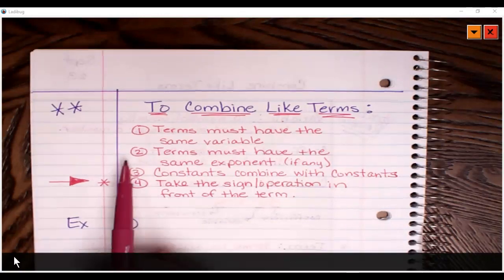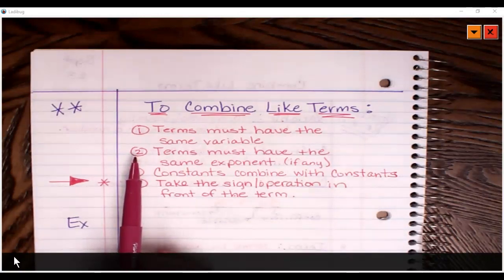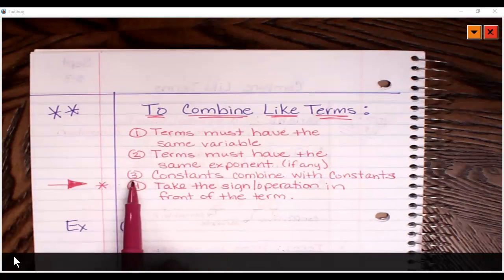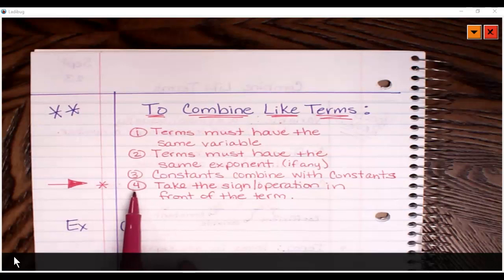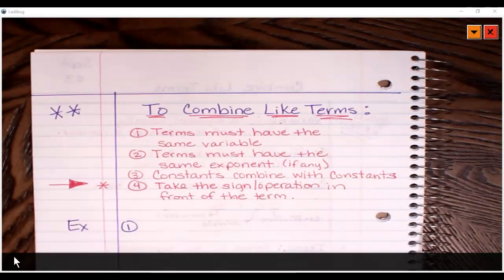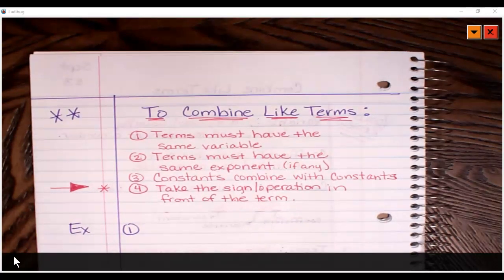Number 2, terms must also have the same exponent if there is any. So an x cannot be combined with x squared because in the x there is no exponent, but in x squared there is an exponent, a power of 2. Third, constants combine with constants. I can take just plain numbers and combine them together. And then the last thing that's super important is we want to take the sign or the operation in front of the term. So I need to remember those 4 parts when we are combining like terms.